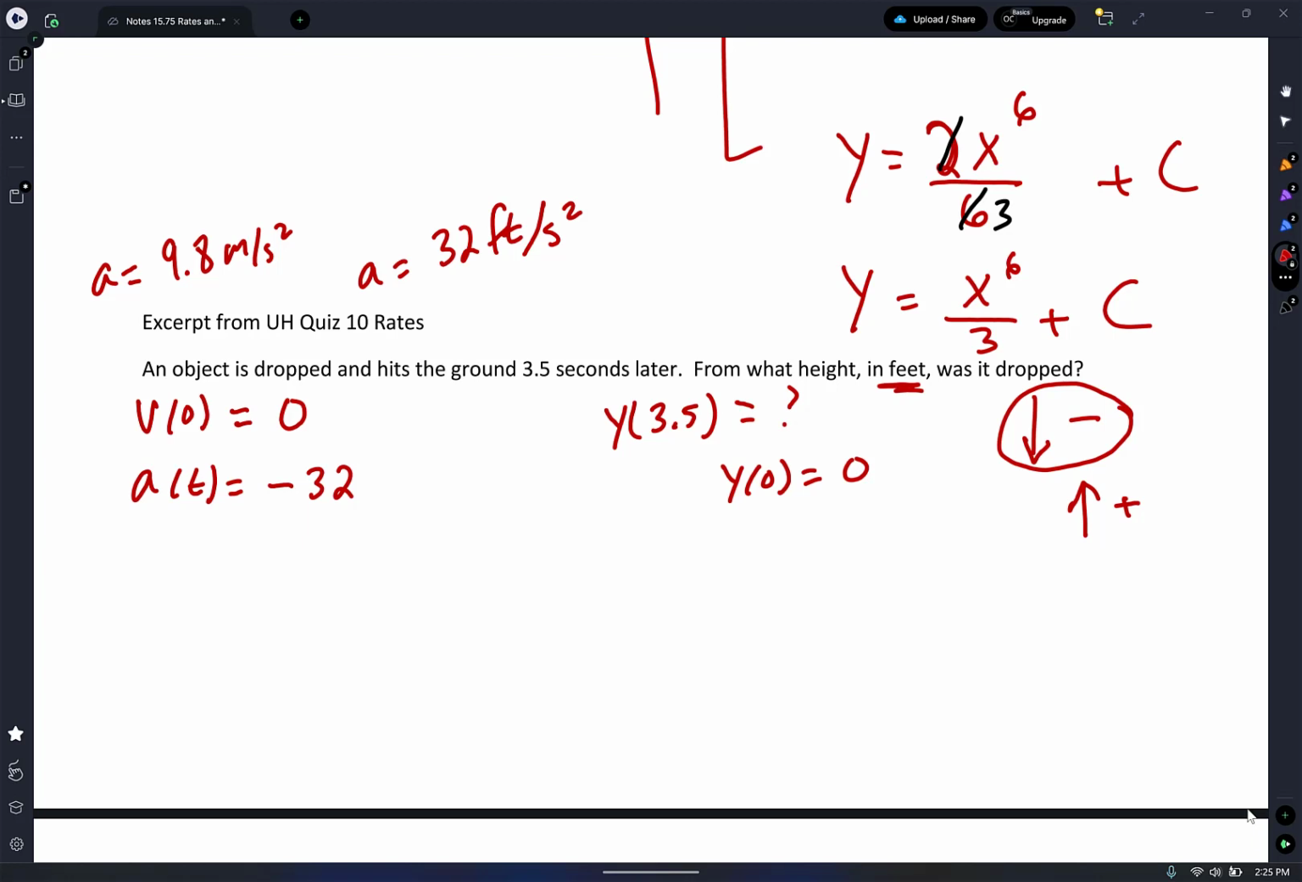Are we okay? Okay. I'm going to go from acceleration to velocity. To do that, I need to take an antiderivative. Cool or not cool? Okay. So I'm going to write v of t equals, I'm doing antiderivative. What's the antiderivative of negative 32?